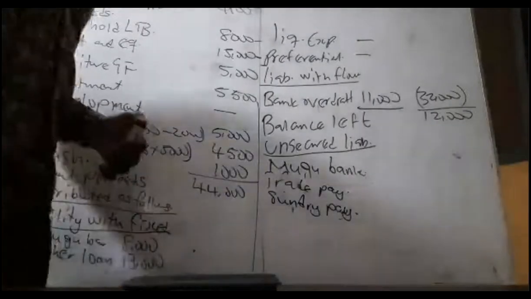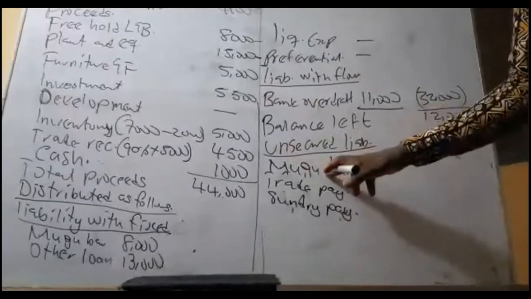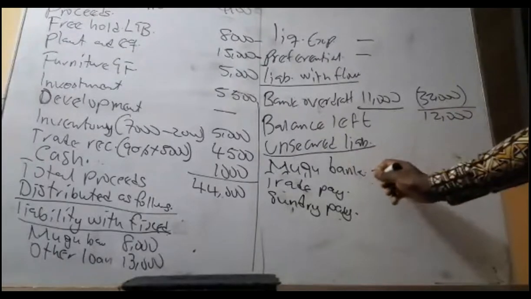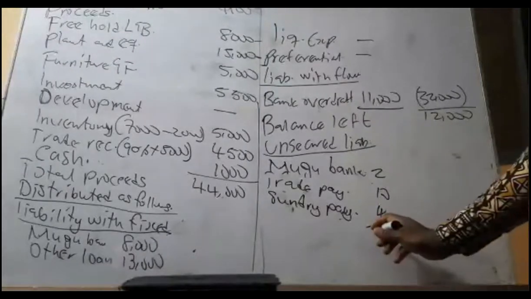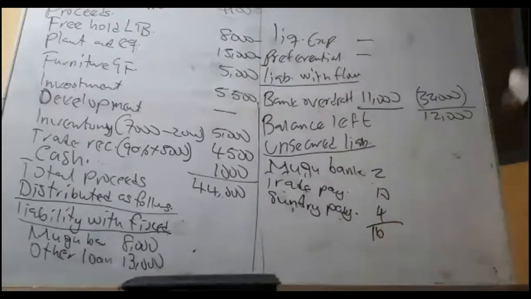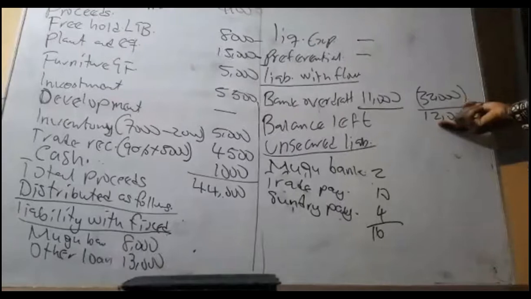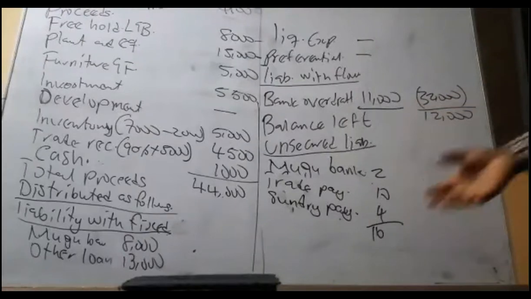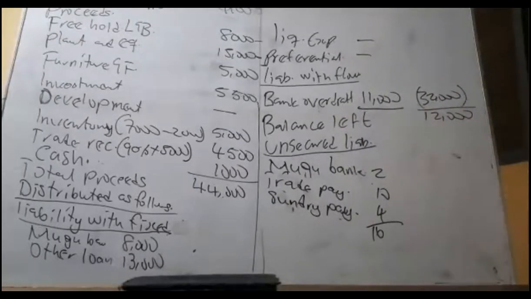Now write their amounts somewhere; don't bring the amount here. Mugu is 2,000, trade payable is 10,000, sundry is 4,000. So 2,000, 10, 4. If you add all these, you get 16,000. Wow. But the funds left are not enough; we only have 12,000. So that means we have to prorate it. We have to share this money.